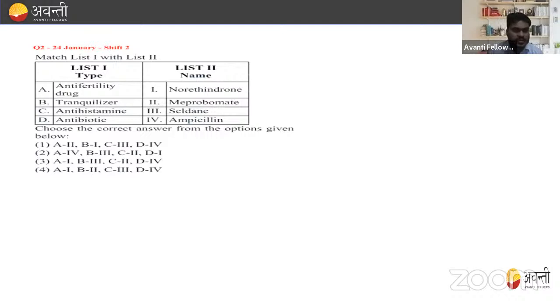So let's see question number 1 from chemistry in everyday life: match list 1 with list 2. This is a matching type of question. List 1 has anti-fertility drug, tranquilizer, antihistamine, and antibiotic. You have to match with list 2, that is norethindrone, meprobamate, seldane, and ampicillin. ठीक है, तो इसमें से आपको इसको मैच करना है. So out of these 4, which one is correct? Try to match this बेटा.